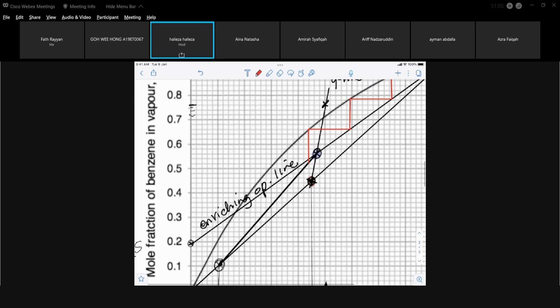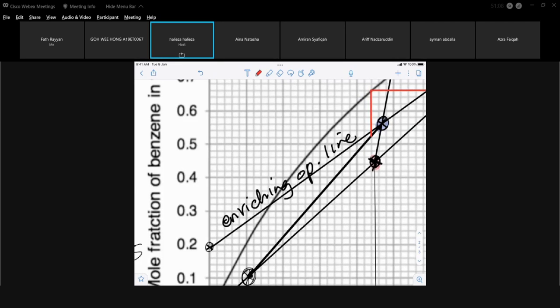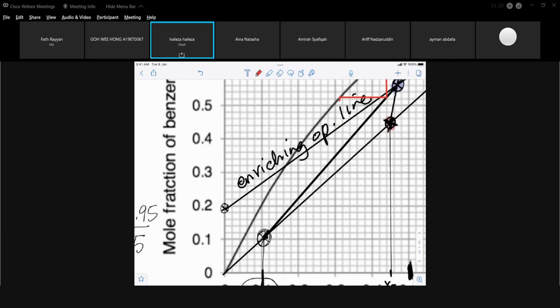So now I will continue to do the same until I reach XW. Next, I will do my stages. Just have to make sure that my line is really straight. That is not straight. I'm not getting a straight line. Okay, there you go. I will drop it to the stripping line. I will not stop on the enriching. I will continue on until I reach XW.